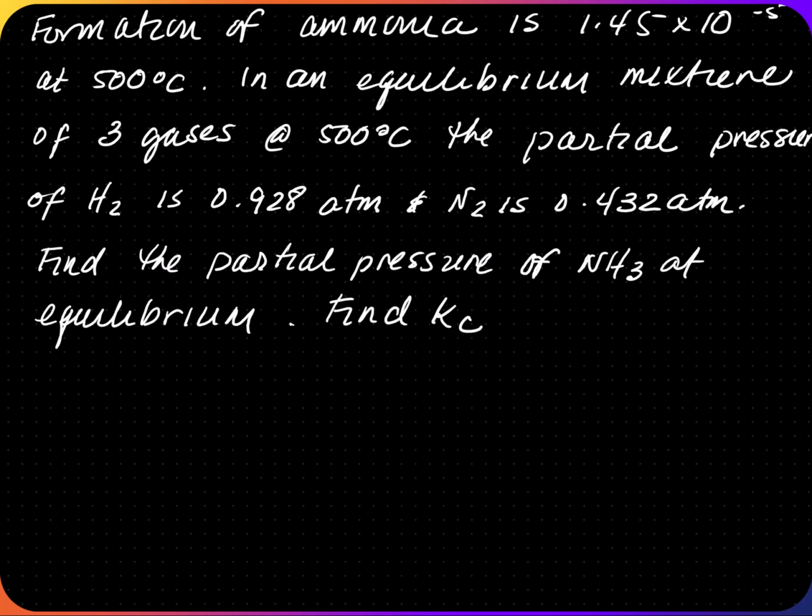Here we have the formation of ammonia, Kp is 1.45 times 10 to the negative fifth at 500 degrees Celsius. In an equilibrium mixture of three gases at 500 degrees Celsius, the partial pressure of H2 is 0.928 atm and N2 is 0.432 atm. Find the partial pressure of ammonia at equilibrium and find Kc. So in this problem, there's no ICE table needed because it's an equilibrium mixture. So I need to write my equation, which is the synthesis of ammonia, so formation of ammonia, which is made from hydrogen gas plus nitrogen gas.